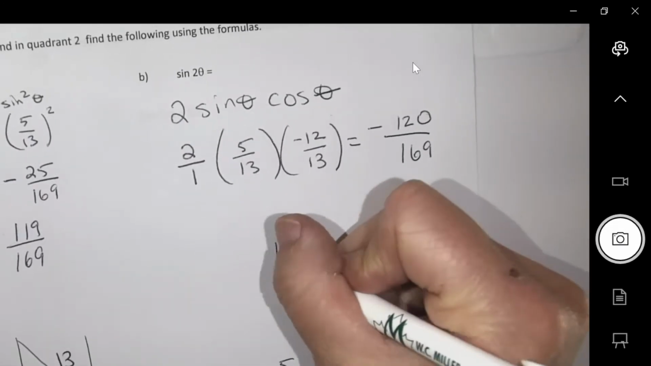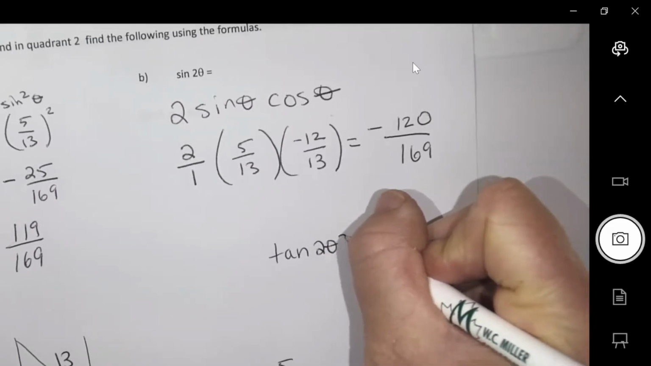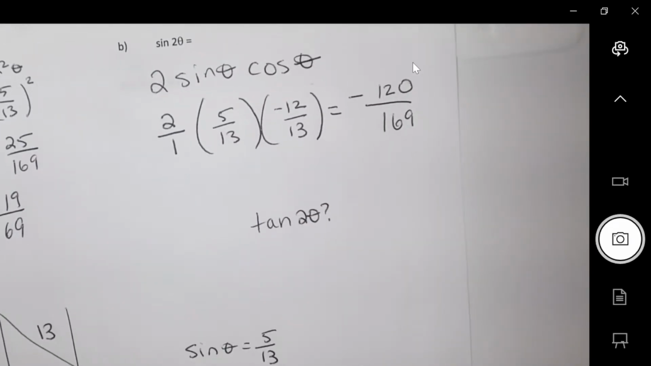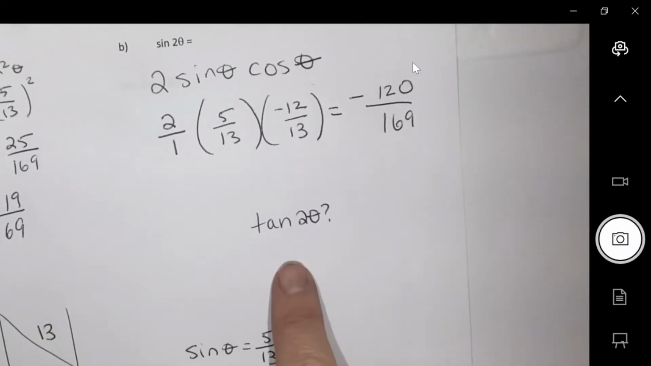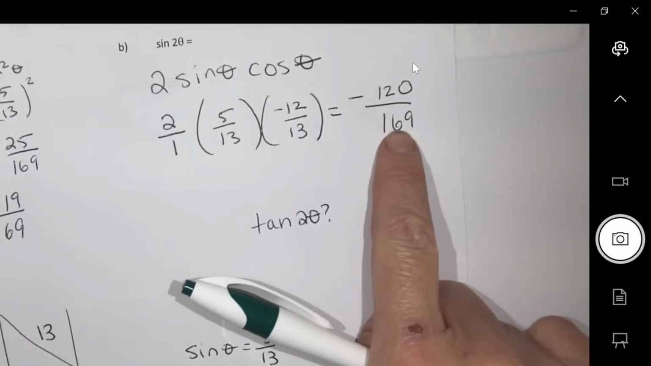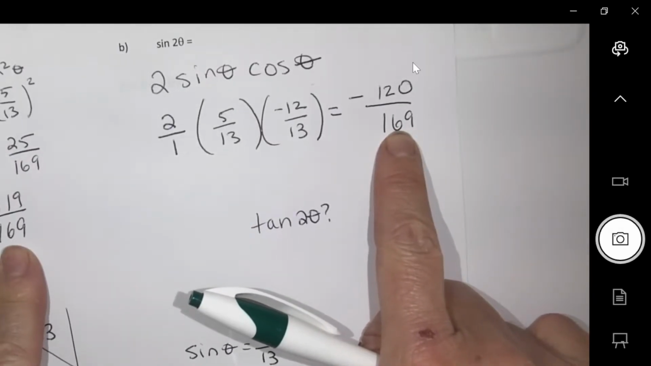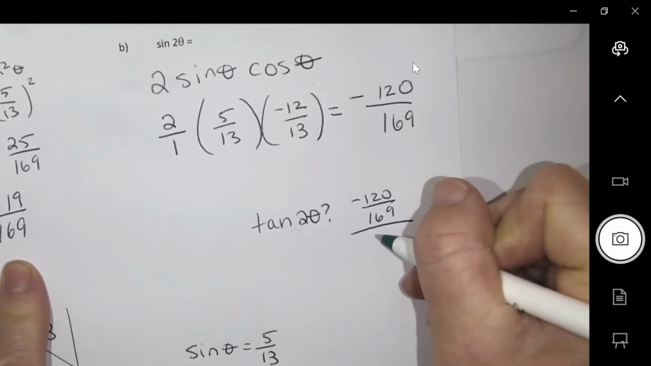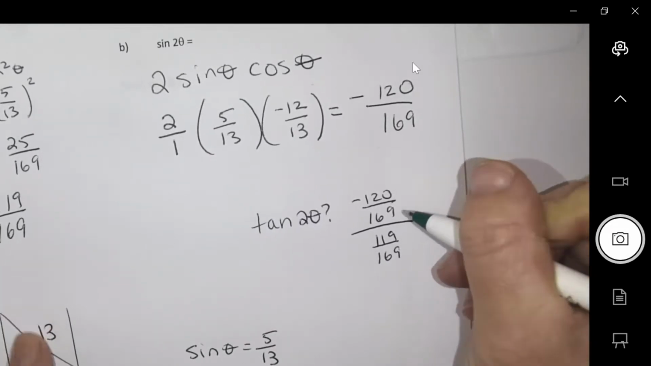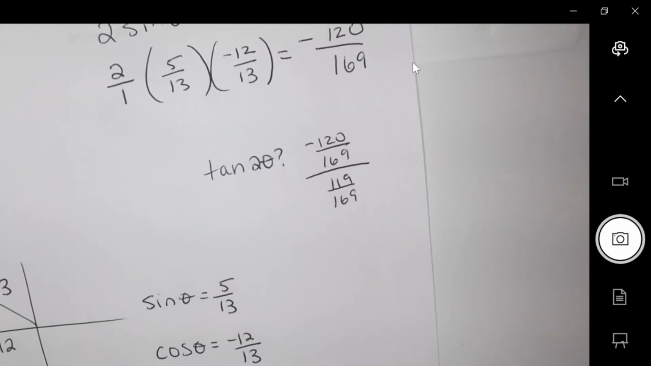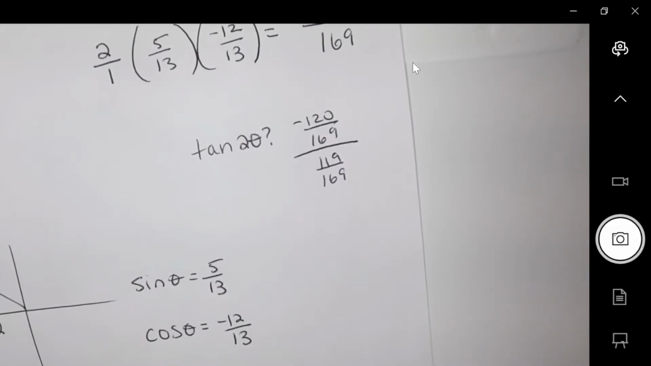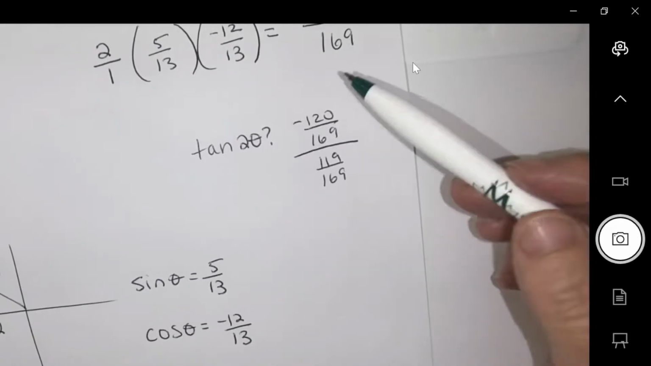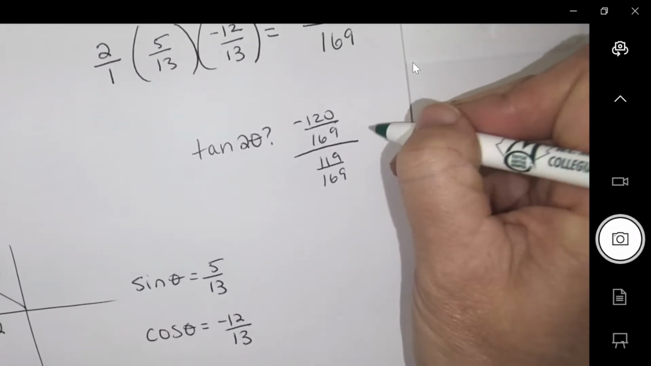If I was to ever ask you this question, what would you do? You would take the sine of the double angle divided by the cos of the double angle. You would just take that sine value divided by cos value. And then, if you could shortcut this and flip multiply, what does it end up with?